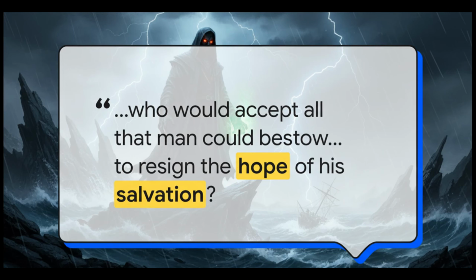You know, the author himself, Charles Maturin, lays this all out in the book's preface. He asks this profound question: is there anyone who, in a moment of total desperation, would accept everything the world has to offer if it meant giving up the hope of their own salvation? The entire novel is basically a search for the answer to that question, testing the absolute limits of human endurance.